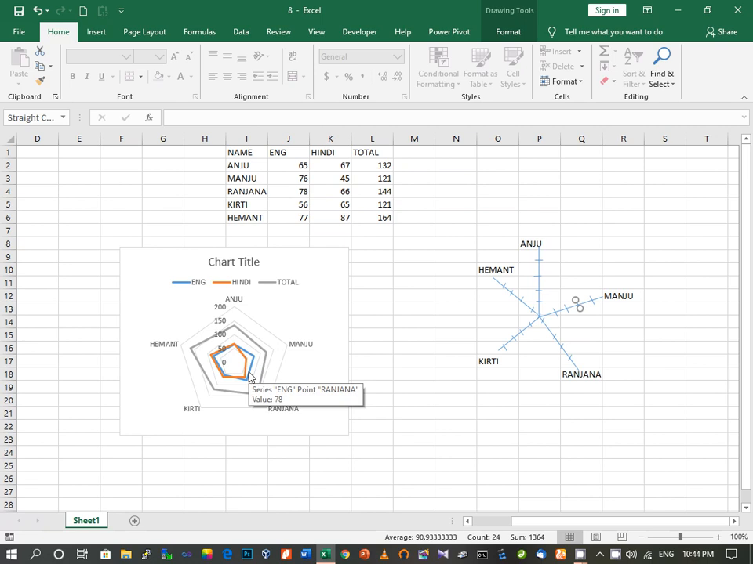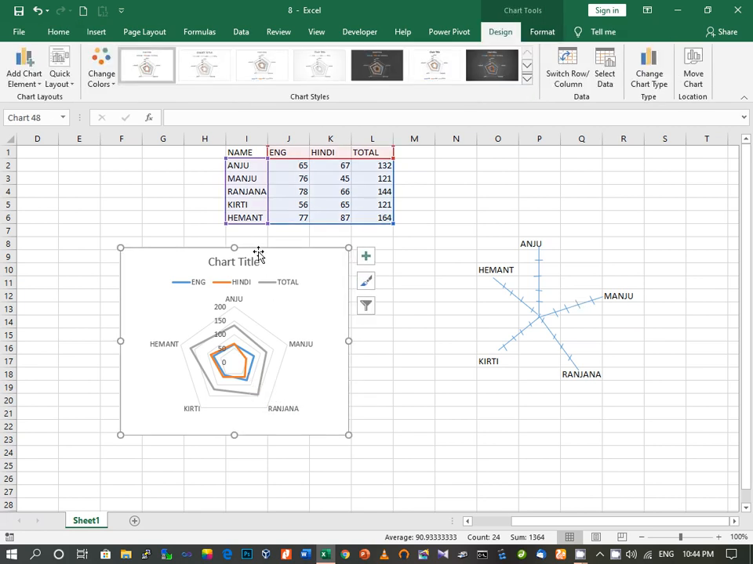One special thing about this kind of chart is that it looks like a spider net. Now next we are going to study two or three more charts today. So let me delete this one.